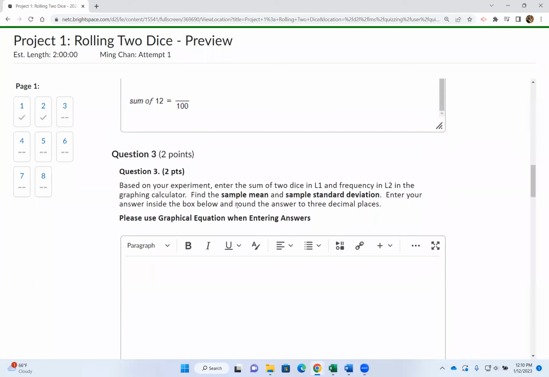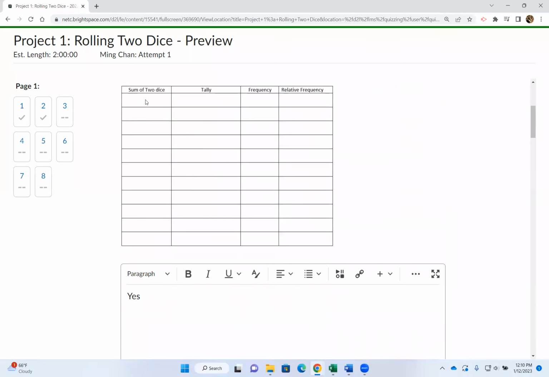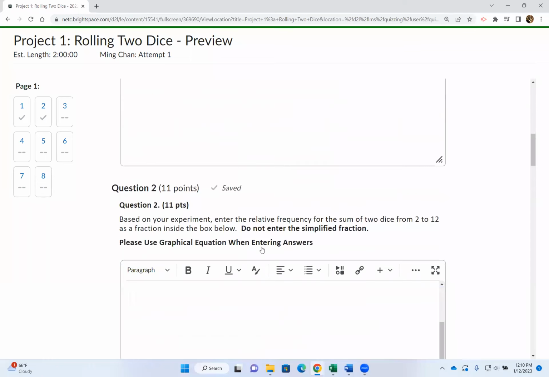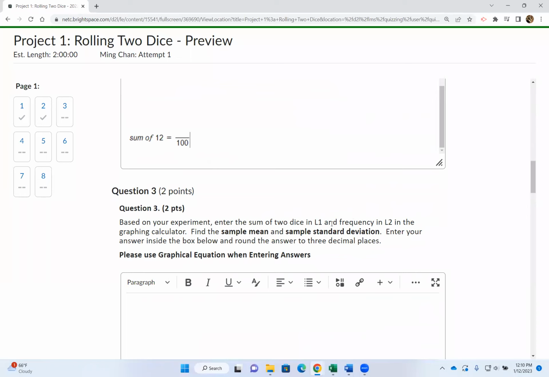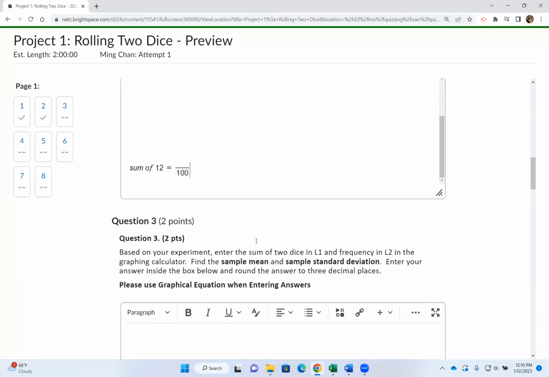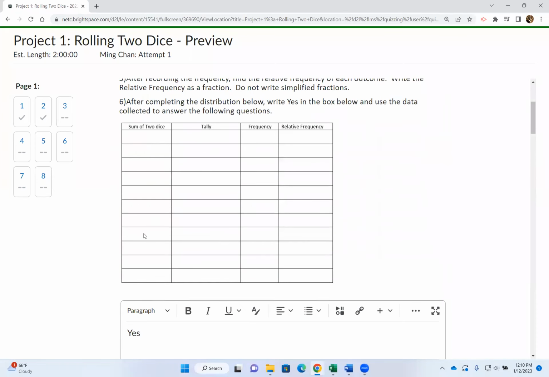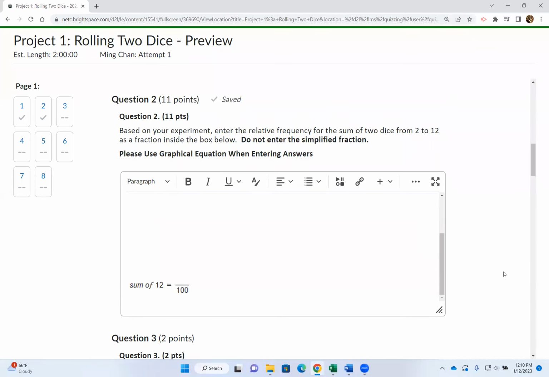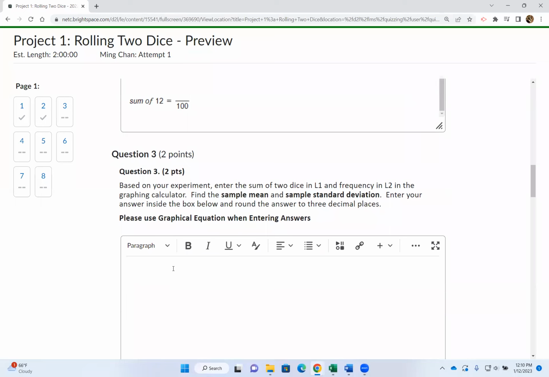All right, question number 3. Based on your experiment, enter the sum of two dice in L1. So based on your experiment, the sum of two dice from 2 to 12, you will enter them in a calculator under L1. And frequency, enter the frequency in L2 in the graphing calculator. So just like what we talked about in the lecture videos, you'll put the sum of two dice under L1, frequency under L2, and use your graphing calculator to find the sample mean and the sample standard deviation.